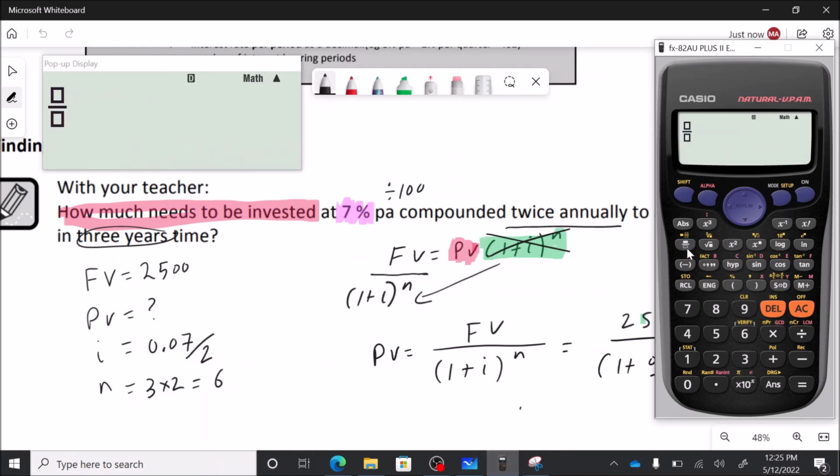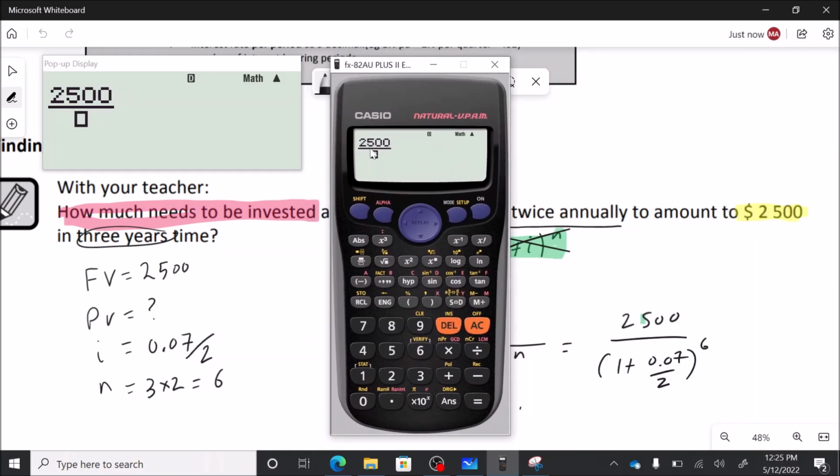we get, so using that fraction button there, 2,500 and then bracket 1 plus, okay, use the fraction button again. I like using that fraction button. You can, of course, work out what 0.07 over 2 is and put that in as well. And then to the power of 6.